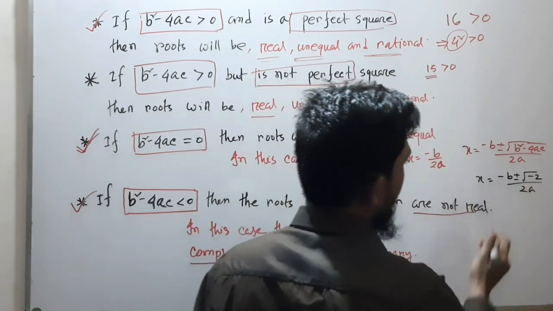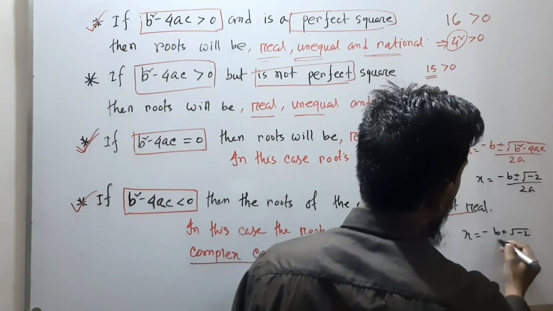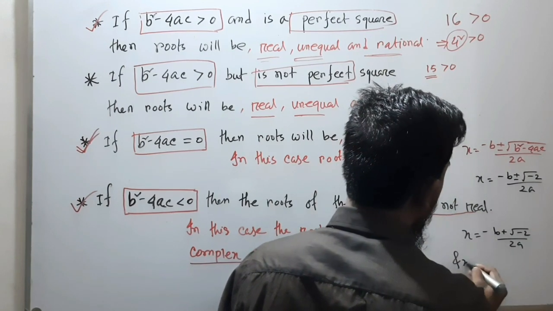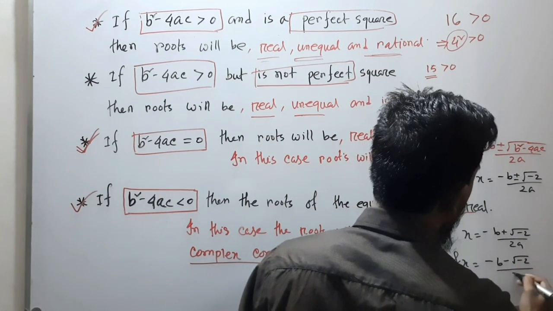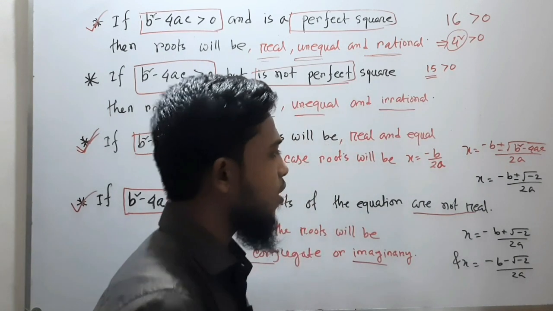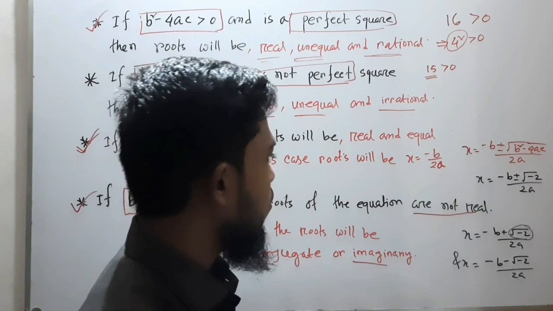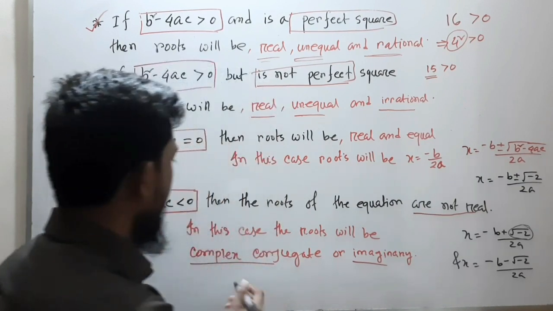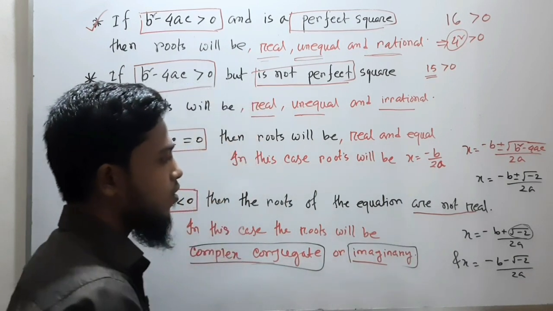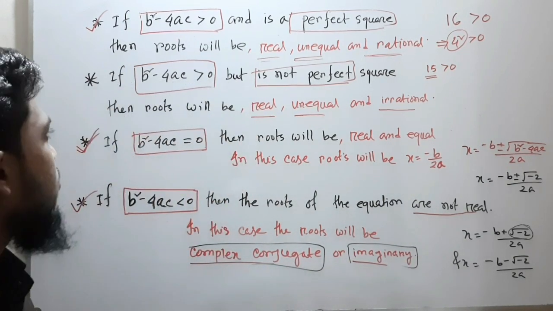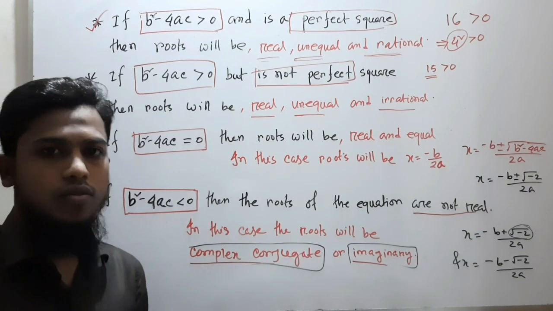Then the solution will be x is equal to minus b plus root over minus 2 divided by twice a, and x is equal to minus b minus root over minus 2 divided by twice a. Here we see that root over minus 2 is not a real root. So this root will be complex conjugate or imaginary. I think, dear students, all of you understood our four conditions of the nature of the roots of a quadratic equation.